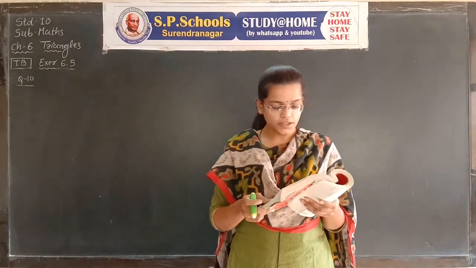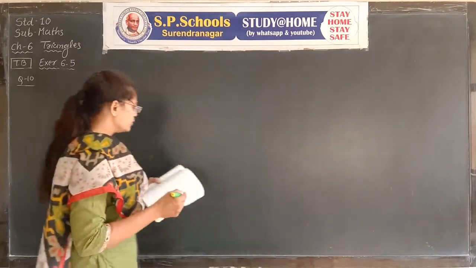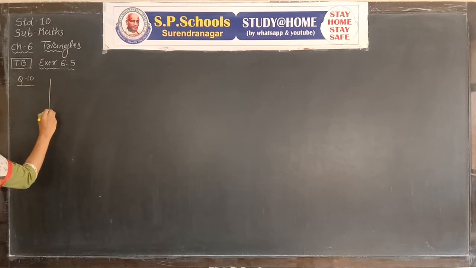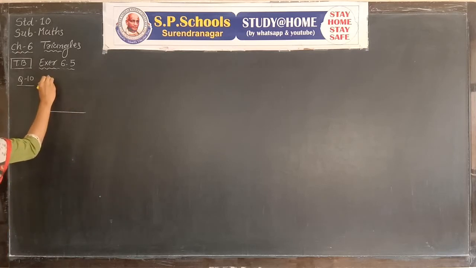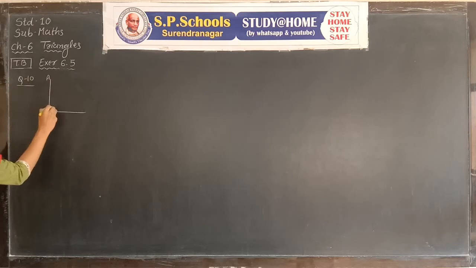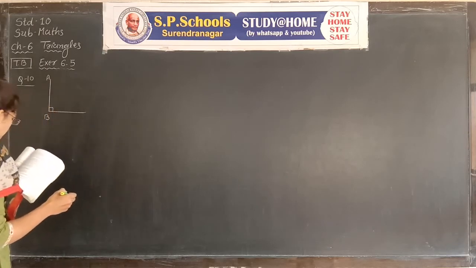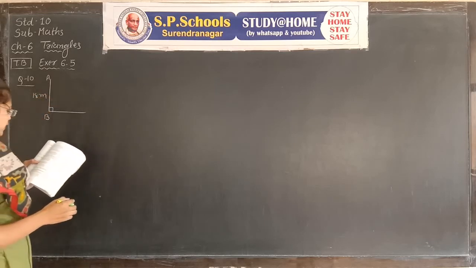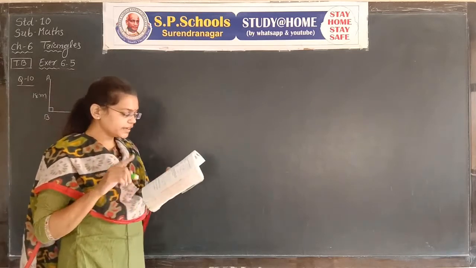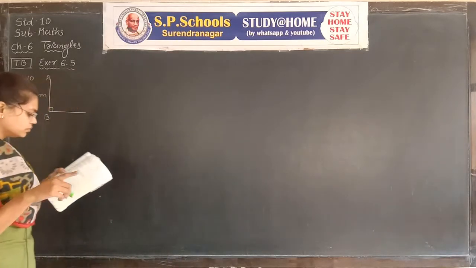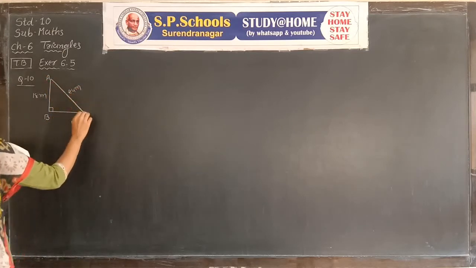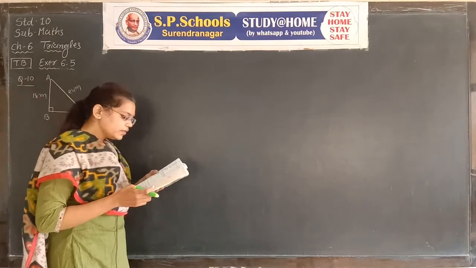A guy wire attached to a vertical pole. Let's draw one vertical pole with the ground. AB is the pole, vertical to the ground, so it is a right angle. The height of the pole is 18 meters. The guy wire attached to the vertical pole is 24 meters long. This wire is AC.